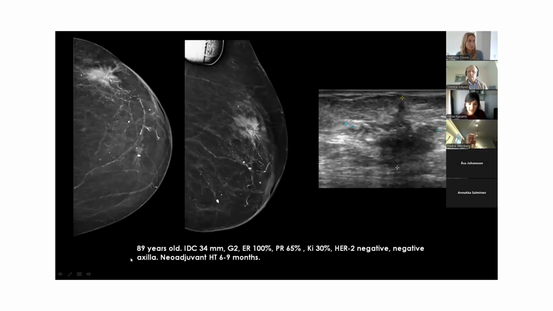This is a different case, an 89-year-old woman with a bigger tumor, 34 millimeters infiltrating ductal carcinoma in left breast. Again, hormone receptors positive, HER2 negative, and negative axilla. This was a bigger tumor, so here we decided, as we have seen before, doing first neoadjuvant hormonal therapy to help decrease in size, and then do the cryo.